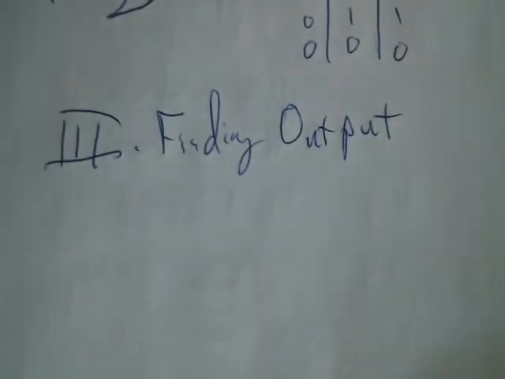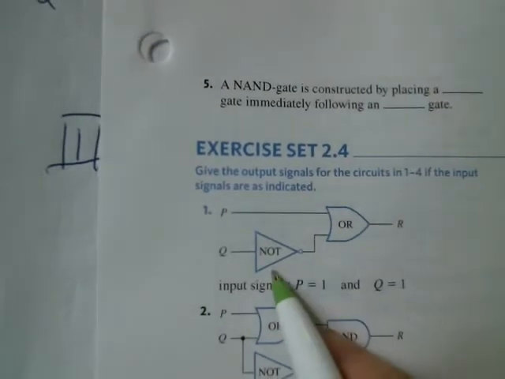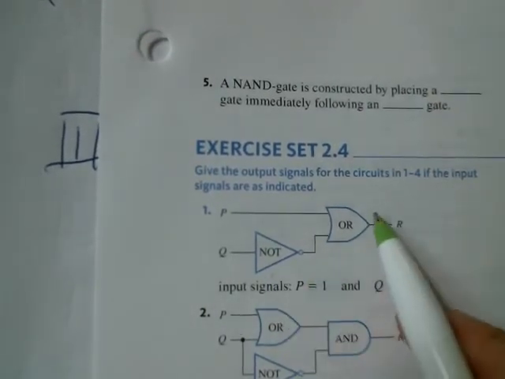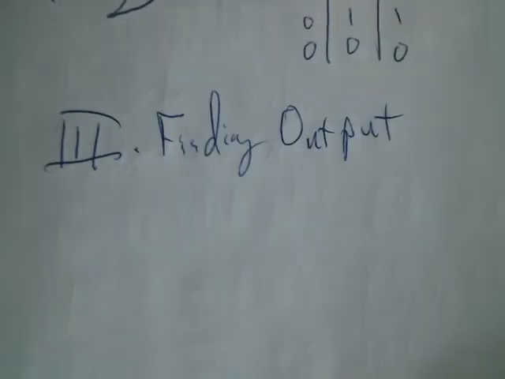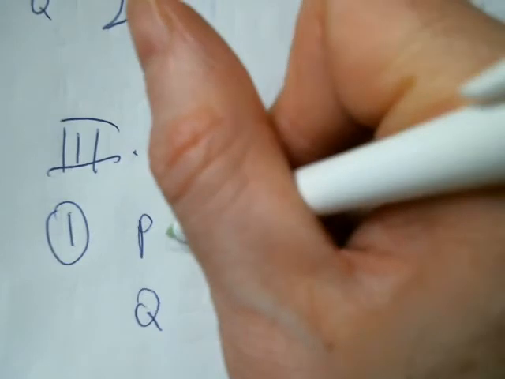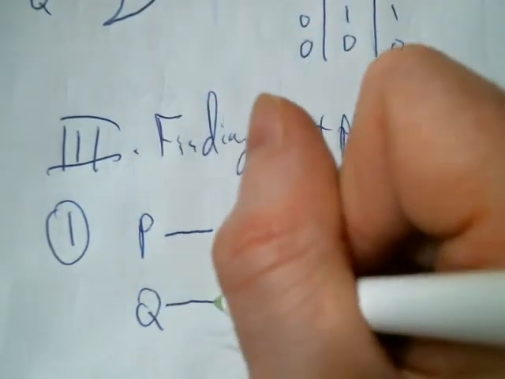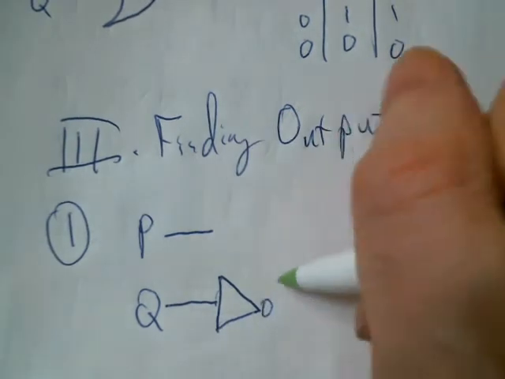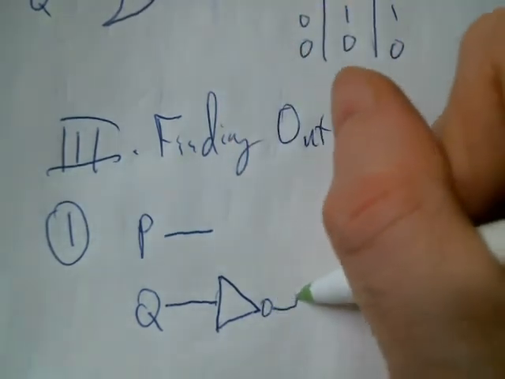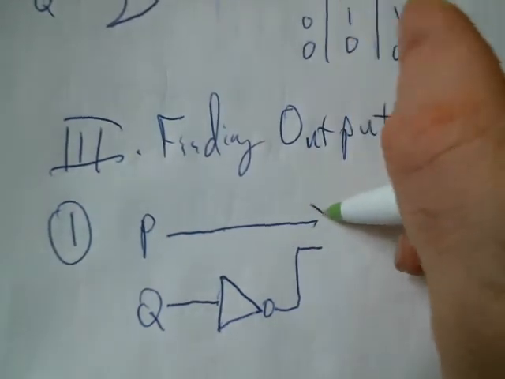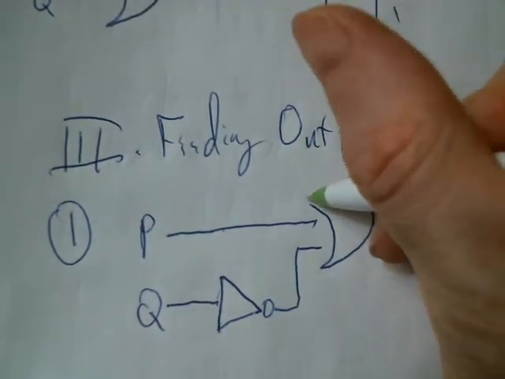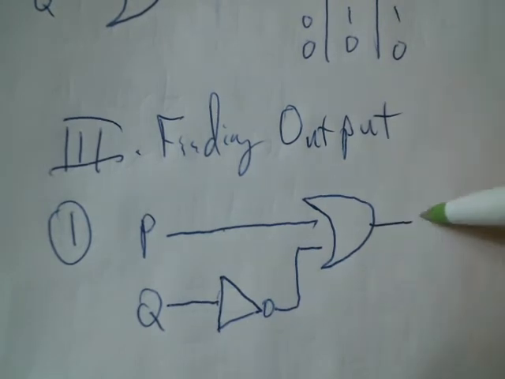Okay, and let's make sure we got the right number here. Yeah, so number 1. And the book is nice enough to tell you what the gate type is. They put the NOT inside and the OR inside. So it's not like you have to memorize what the little shapes mean or anything. So anyways, number 1, we have inputs P, Q, and then Q has a NOT gate. And that goes to an OR gate. Okay. And then it goes to R.